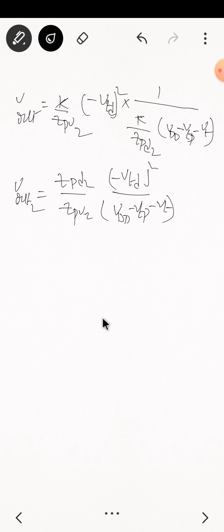For the ratio, I am equating V out 1 is equal to V out 2.